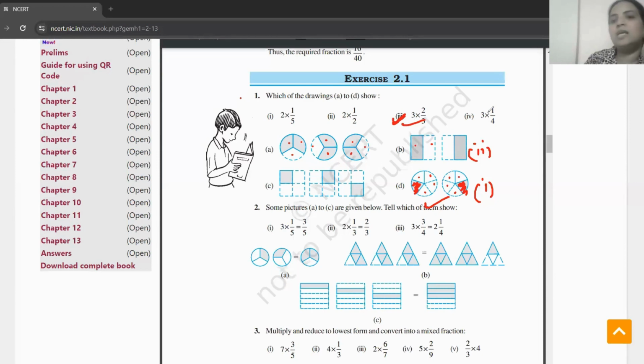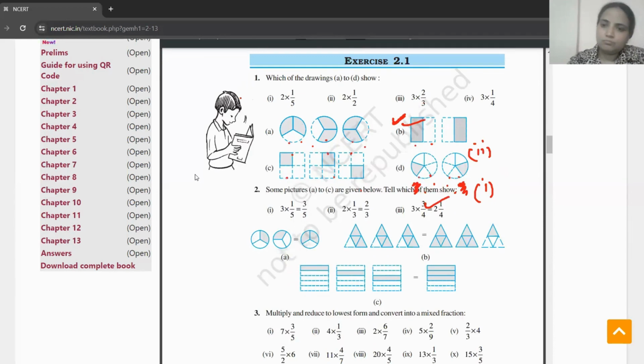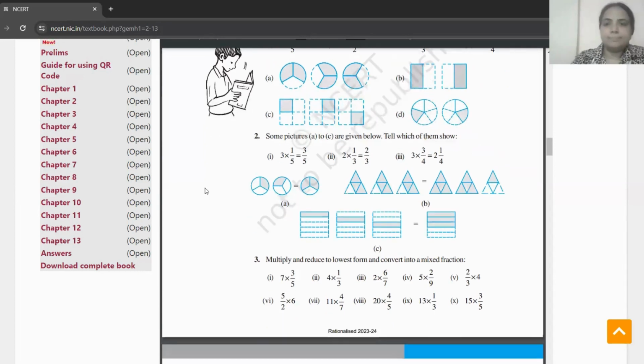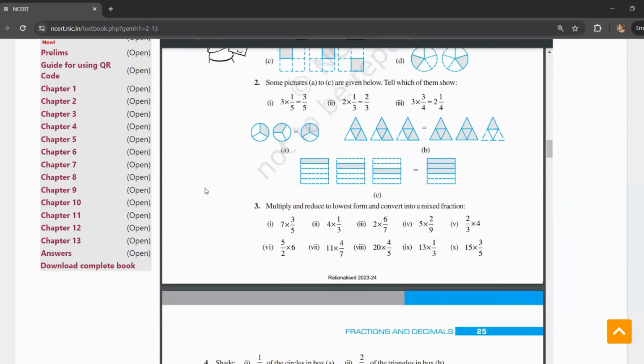Okay, so last is 3 times 1 by 4. 1 out of 4, 1 out of 4, 1 out of 4, repeating thrice. So 3 into 1 by 4. Is this clear or not, everyone? It is a very simple question indeed, right? Anya, clear with this? Yes, ma'am. Okay, Vihan, is this clear, beta?